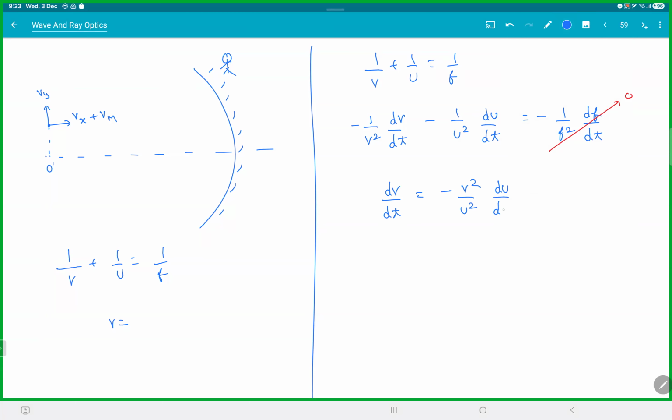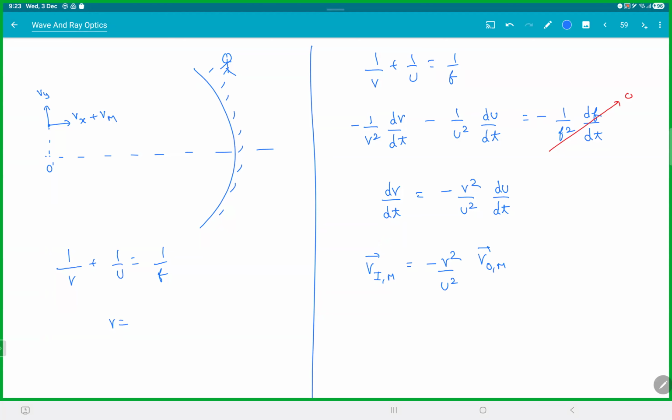Now be careful. What are u and v? u and v are distances measured from the pole. So when you differentiate v and u, you get relative velocity. You don't get velocity in the ground frame. This is the velocity of the image with respect to the mirror. That is one mistake people make. If the mirror is not moving, you generally don't have a problem, because u and v are measured from the mirror, so these are velocities with respect to the mirror. Are you clear with that? Be very careful with that. These are not velocities in the ground frame.